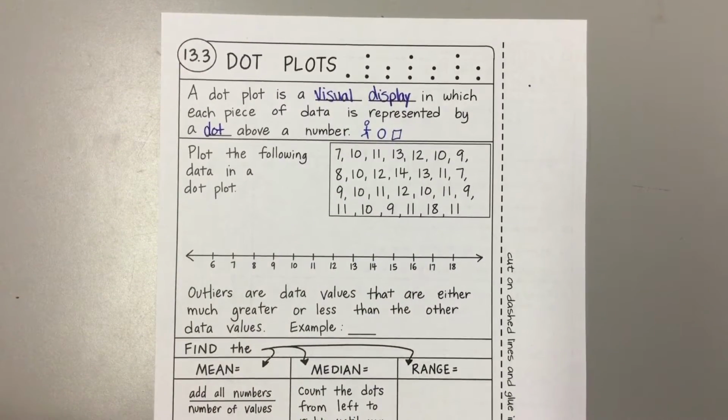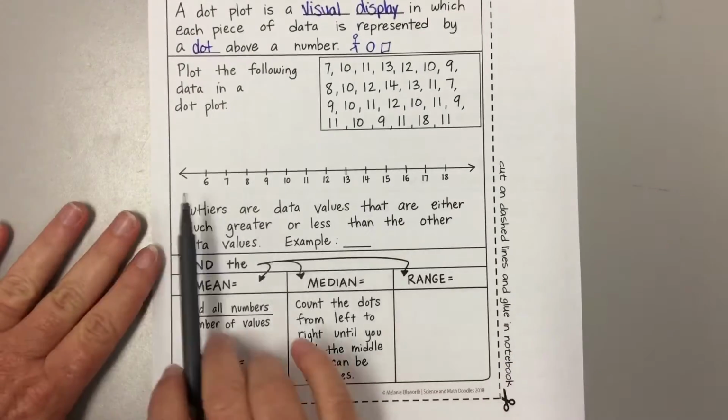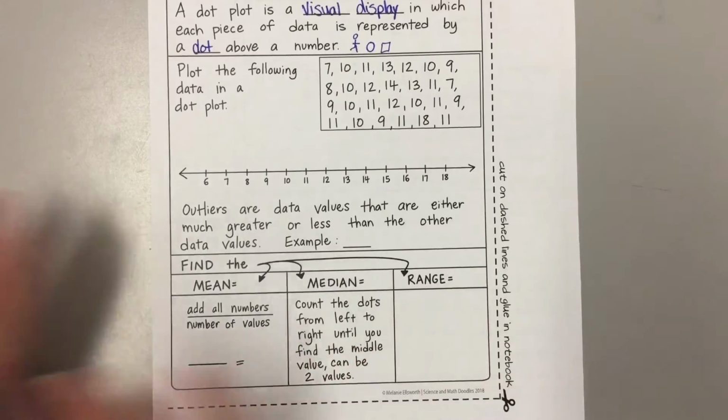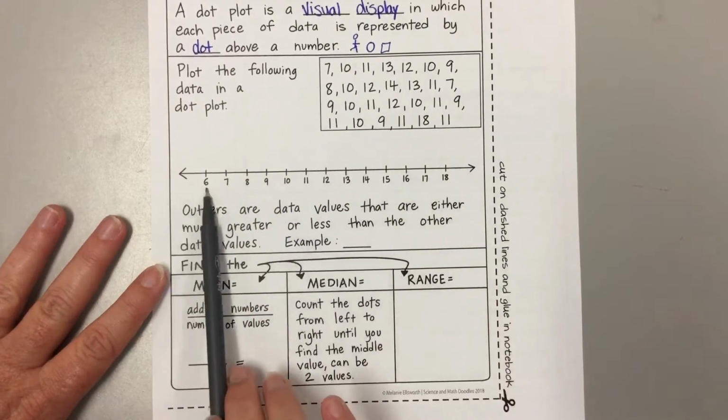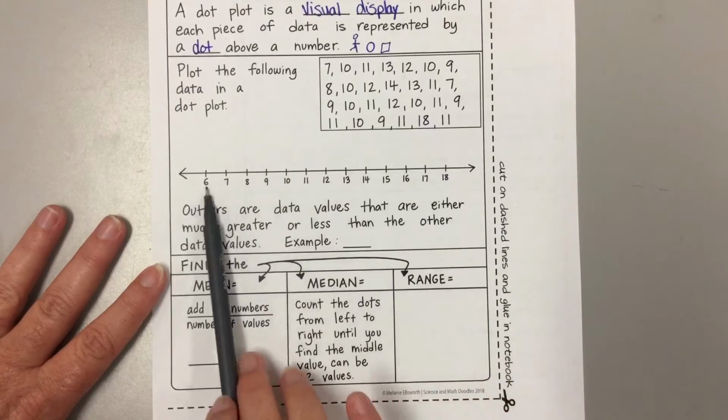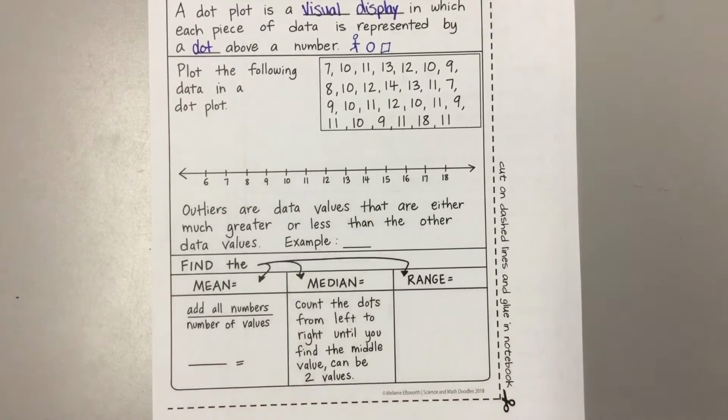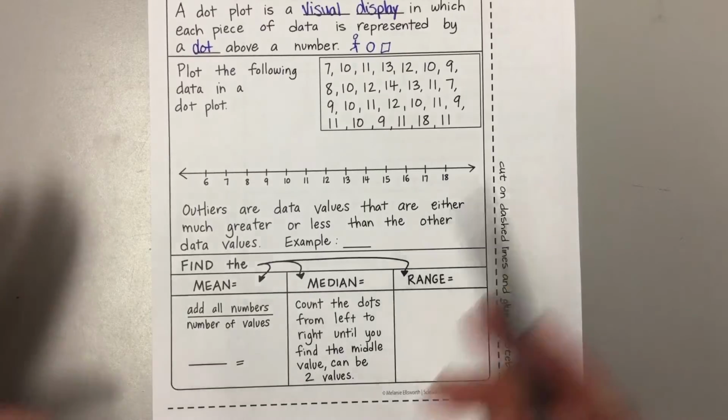All right, so we're going to plot the following data in a dot plot. So the first thing that I'm going to do is make a number line, okay? Whatever kind of number line I need. So looking at my data, I only need a number line from 6 to 18. If I needed to go from 0 to 18 or in the negatives, whatever the case may be, that's how I do my data.